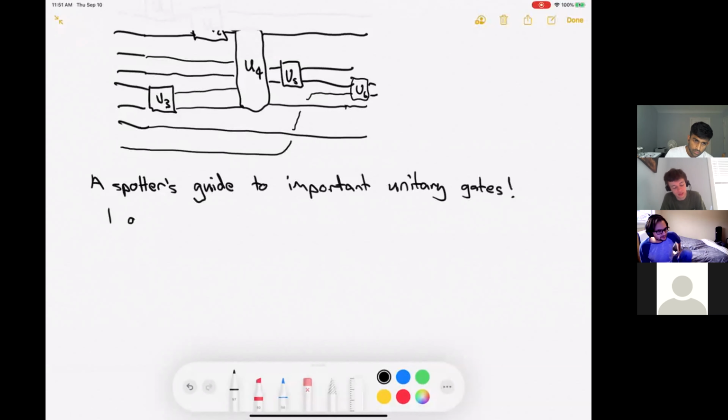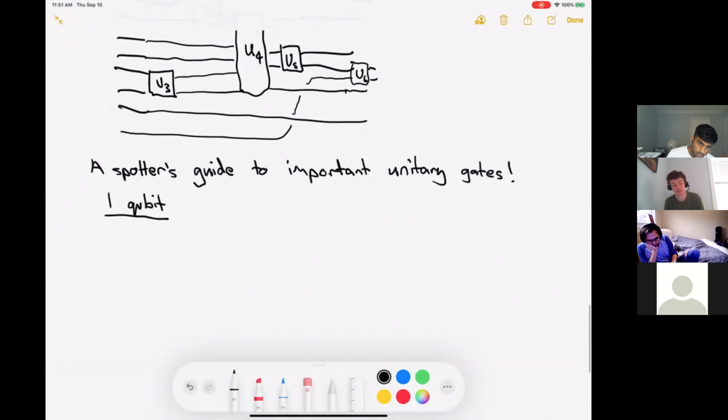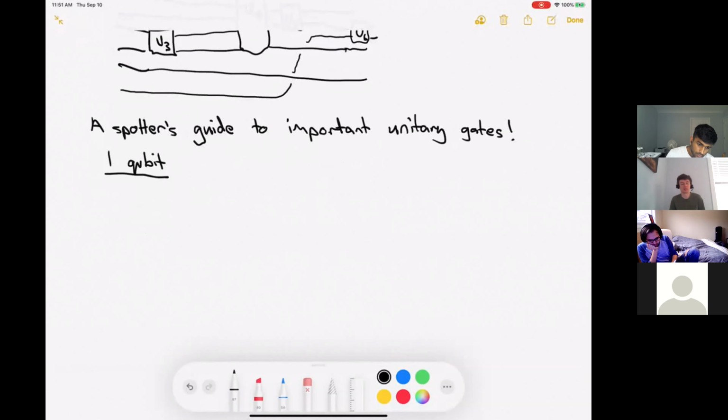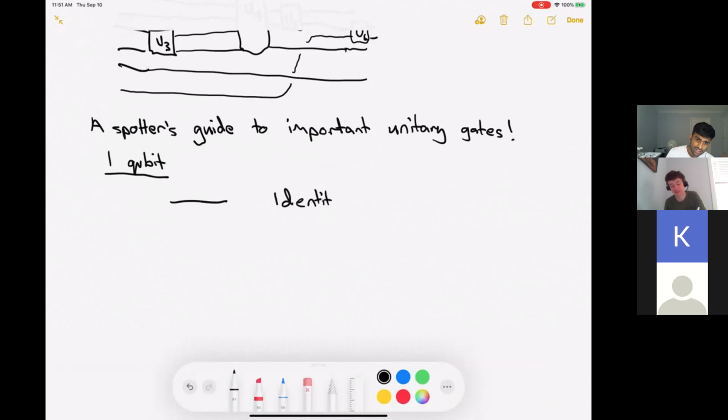Okay, so let's start with the simplest unitary gates you might come across, which are just gates acting on one qubit. Can anyone think of some important examples of unitary gates, the unitary matrices that act on one qubit? Someone say something. The identity. The identity. Okay, that's too boring. I'm not going to write down the identity. Flip gate. Great. Say that again. Flip gate. Awesome.